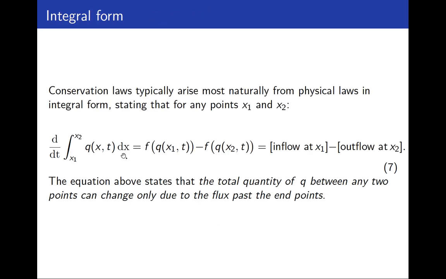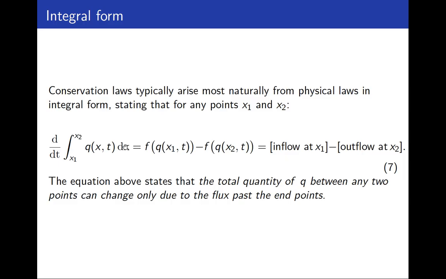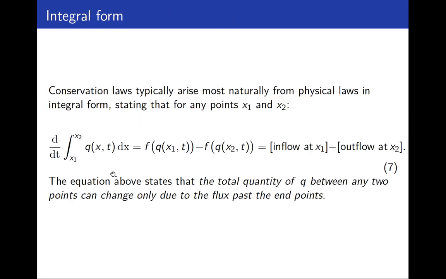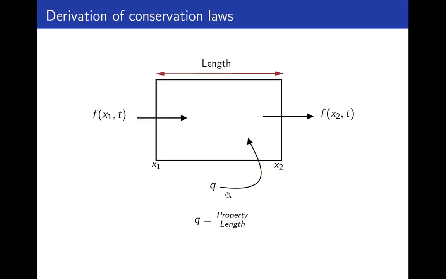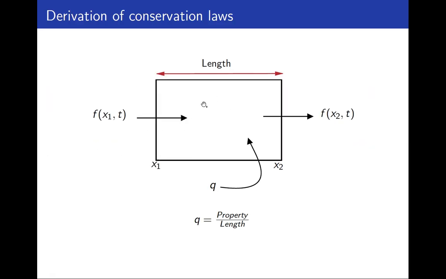You can see from the units, Q is a property divided by length, and now you multiply by this differential that has units of length. So the integral will give you the total quantity of the property inside this domain. In the case of particulate matter, the integral will give you the total mass of the particles. But you are interested in the variation of Q with respect to time, so you take the derivative with respect to time of this integral, because there might be something changing here, so you want to study how Q varies with time.